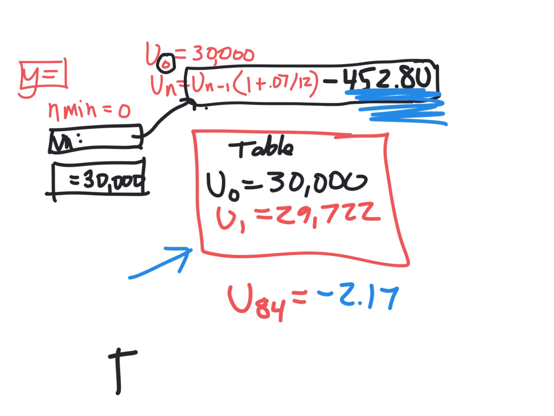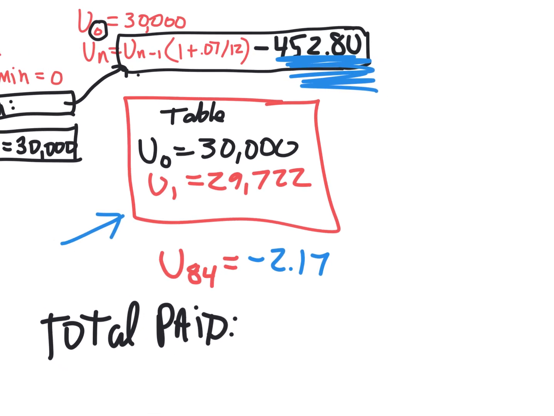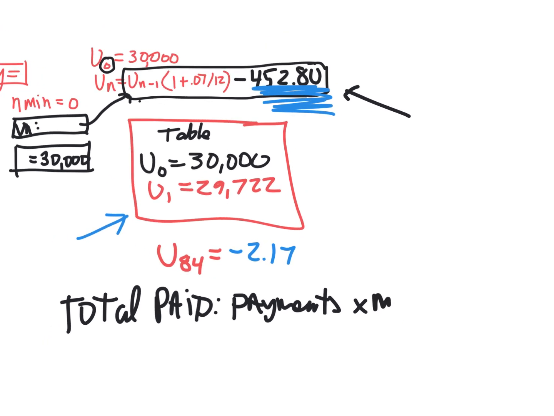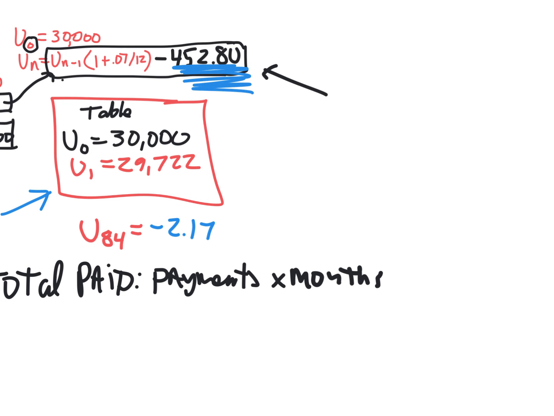To find the total paid, you take your payments, which we know, it's right there, negative 452.80, your payments, times your months. How many months was it? It was 84 months. Minus what they owe you.